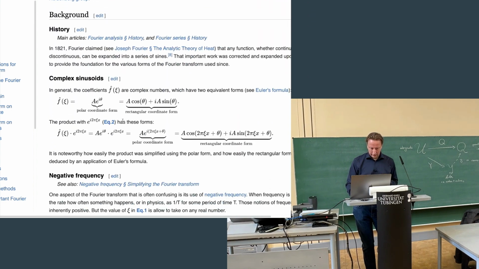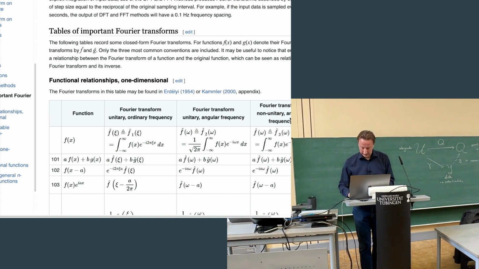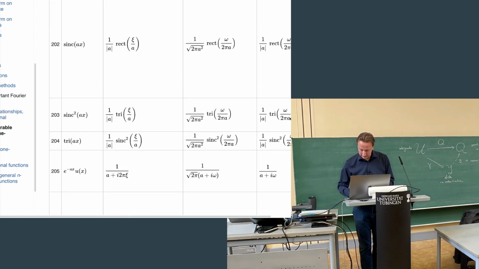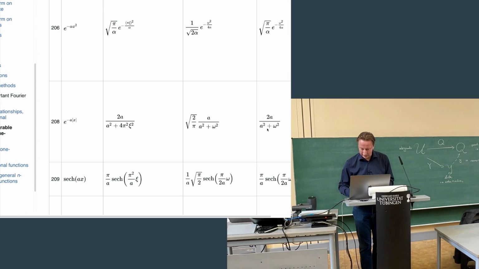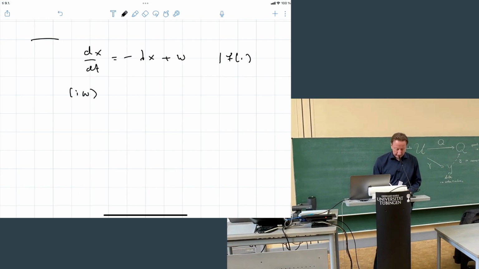I'm going to use the one on the right-hand side here. This is something called the non-unitary angular frequency Fourier transform, which I'm using. You can find the properties of it on that page, and we will need some familiar looking expressions in a moment. I'm going to denote the Fourier transform like this. So the derivative is going to be transformed into multiplication with i omega, and then this is just the Fourier transform, and then we will have the Fourier transform of the white noise here.